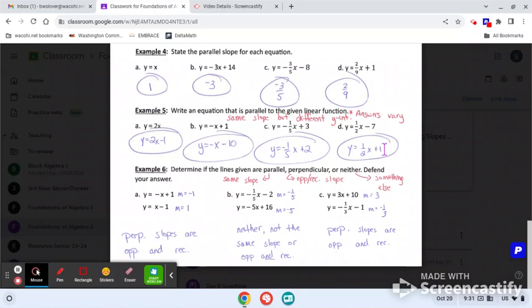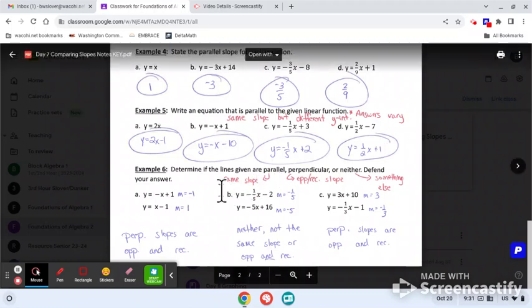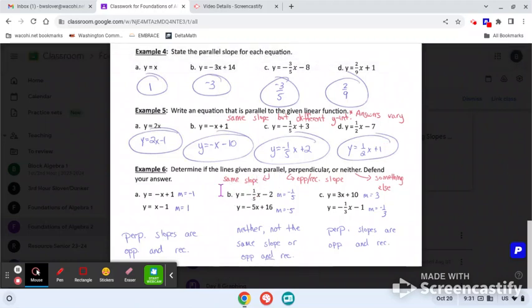Okay, so we talked about parallel and perpendicular. Now we're going to compare them. So it says determine if the lines given are parallel, perpendicular, or neither. Defend your answer. So if they're parallel, my slopes are the same, different y-intercepts. If they're perpendicular, my slopes are opposite and reciprocal. It doesn't matter if the y-intercepts are the same or not. And if it doesn't match any of those, then it's something else. It's just two lines that intersect.